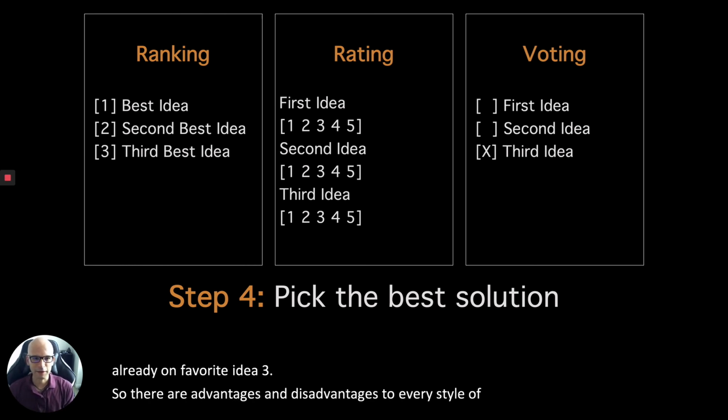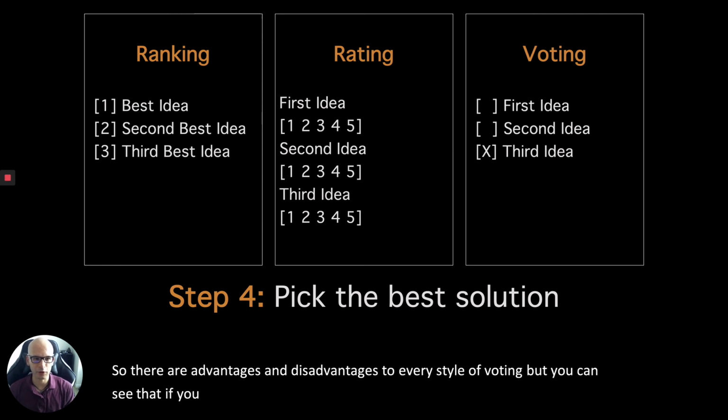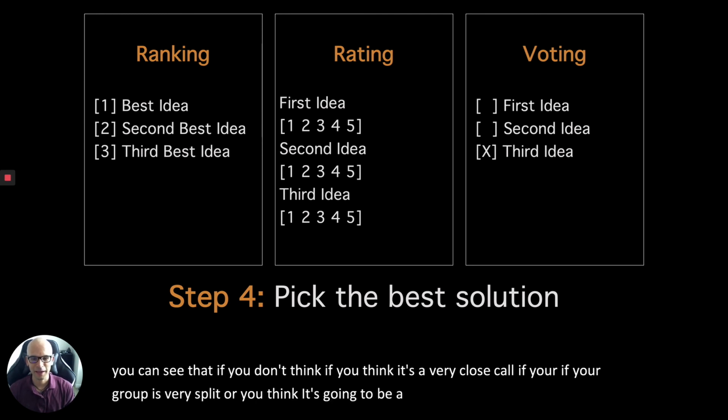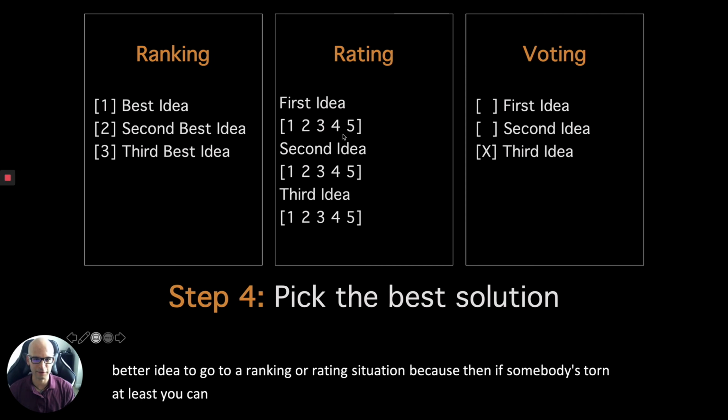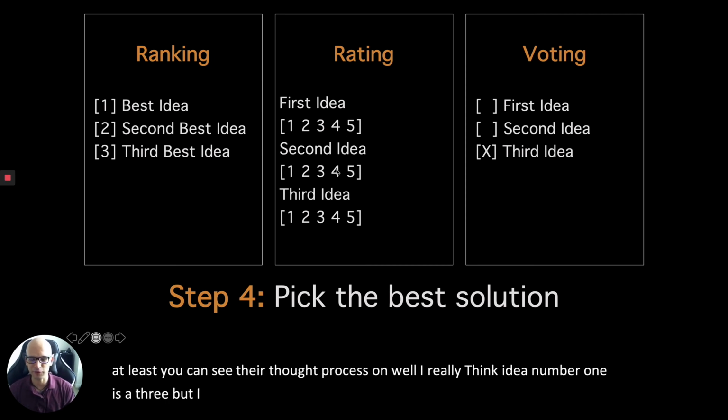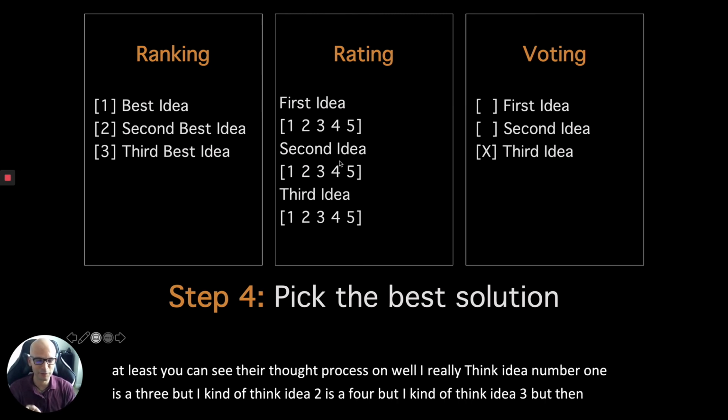But you can see that if you think it's a very close call, like if your group is very split, where you think it's going to be a tie in voting, then it might be a better idea to go to a ranking or rating situation. Because then, if somebody's torn, at least you can see their thought process on, well, I really think idea number 1 is a 3, but I kind of think idea number 2 is a 4, but I kind of think idea number 3 is a 3, but then somebody else will have their specific numbers.